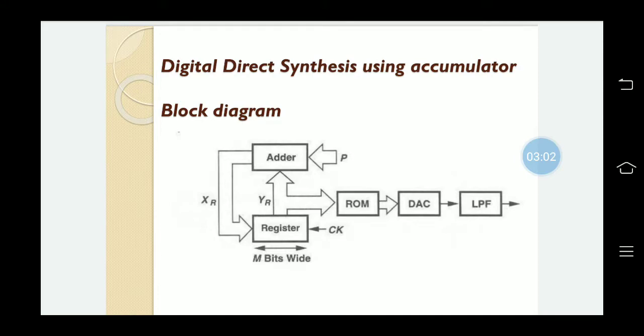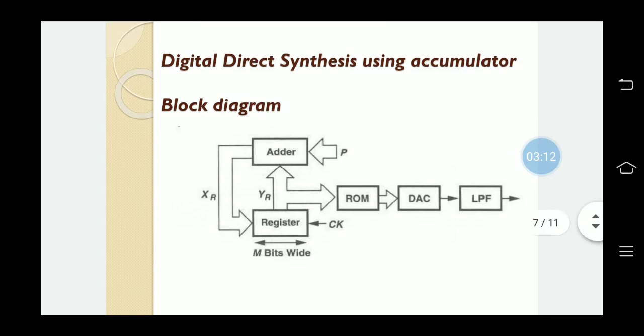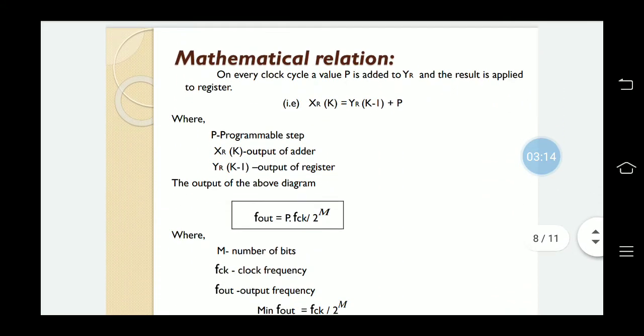Here the accumulator consists of an adder and a register. Here the register is an m-bit register. The m-bit register drives an adder in a feedback loop. This is the mathematical relation. On every clock cycle, a value p is added to yr and the result is applied to the register. That is the equation xr of k equals yr of k minus 1 plus p, where p is the programmable step, xr of k is the output of the adder and yr of k minus 1 is the output of the register.